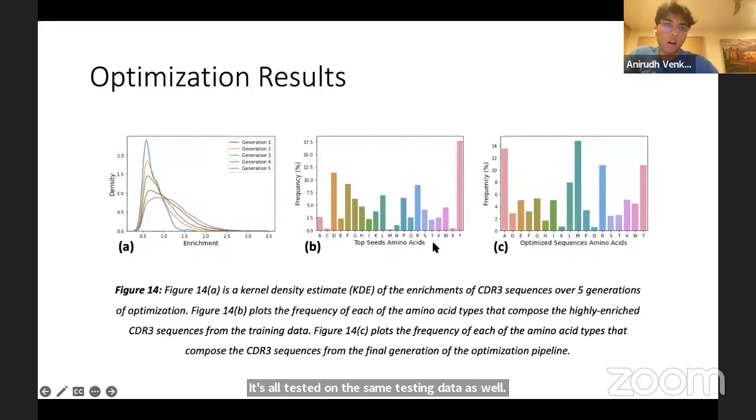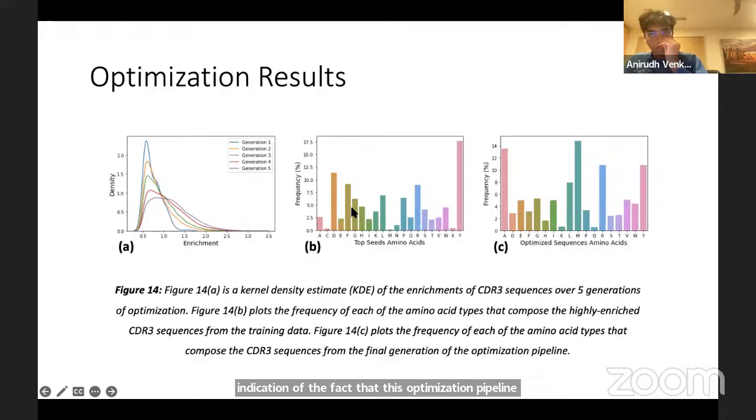Yeah, so moving on to the optimization results. Basically, this graph right here shows the enrichment, or the binding affinity distribution, of the nanobodies over multiple generations. As you can see, over each generation, the enrichment tail gets longer and it's approaching a more normal distribution. And the tail getting longer indicates that over multiple generations, it's producing more highly enriched CDR3 sequences, which is an indication of the fact that this optimization pipeline is working.